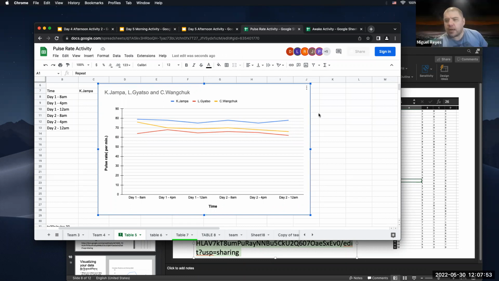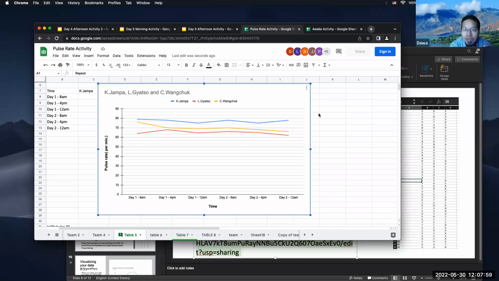Do me a favor, and maybe the people in the room can help me with this. Raise your hand if you took your pulse at the neck. I want to see whether people use their neck or their wrist. What was the more popular method? Neck or wrist? Neck. Oh, okay.